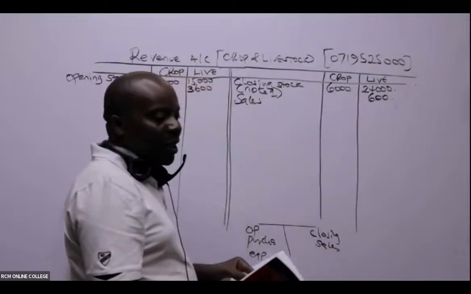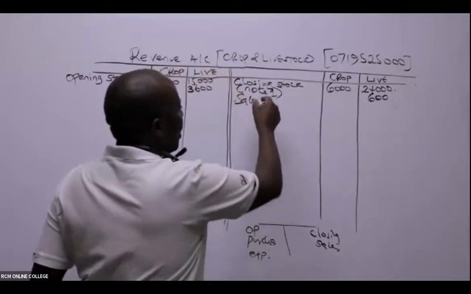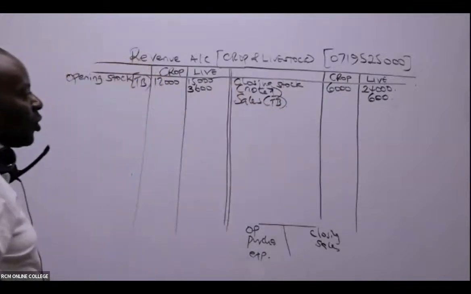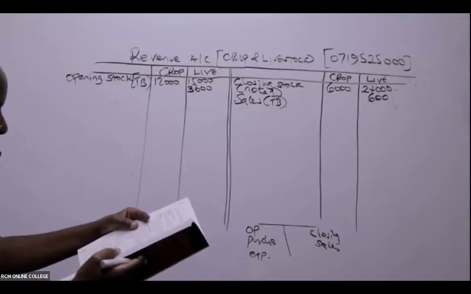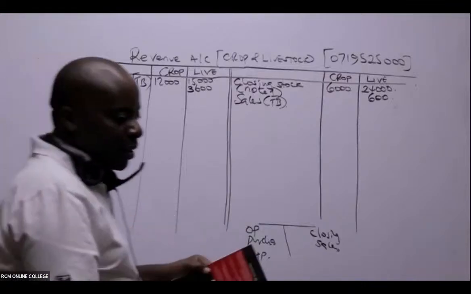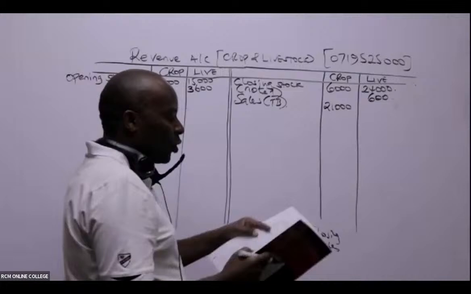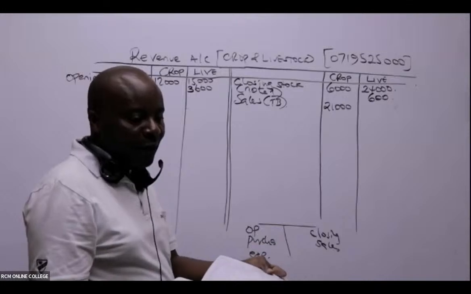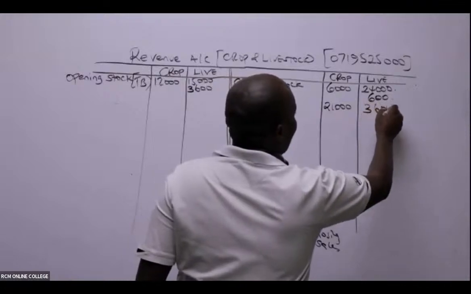Is there somebody who is able to see the sales? Sales will be on the TB, on the trial balance. The only thing you'll not get on the trial balance is the closing stock. So on the trial balance, down, you can see sale of crop, 21,000. Sale of livestock, that is cattle. Cattle is another term for your livestock. Cattle, 36,000.